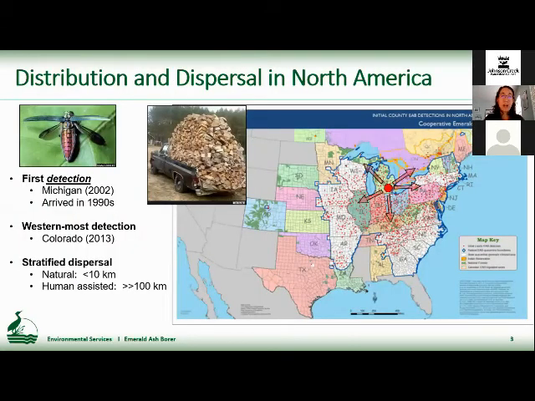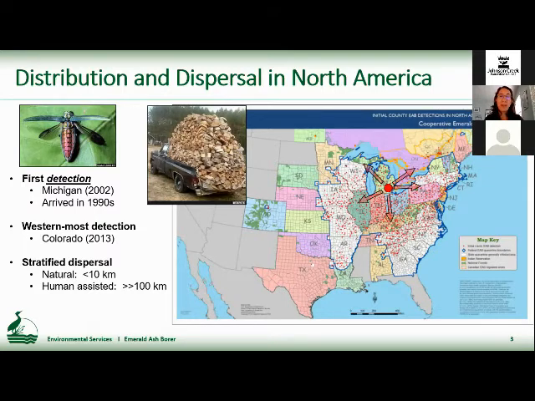So in terms of distribution and dispersal, it was first detected in the Midwest back in 2002. And since then, it has really spread out across the eastern portions of the United States. The most western detected location is Colorado at this point in time, but the general consensus is that it really is only a matter of time before we see emerald ash borer out here in the Pacific Northwest.